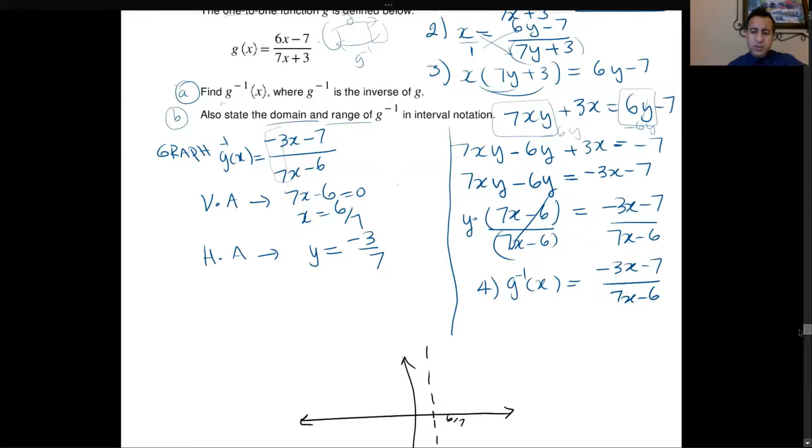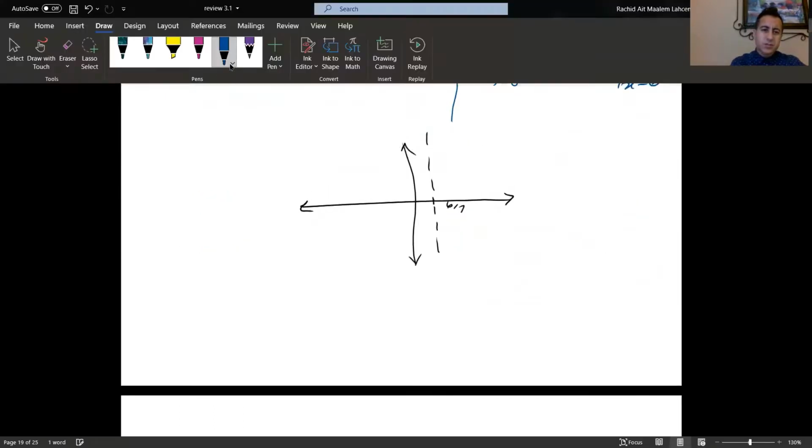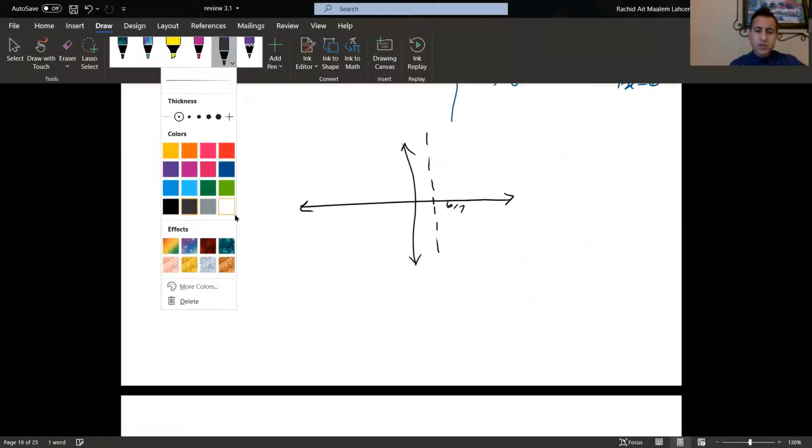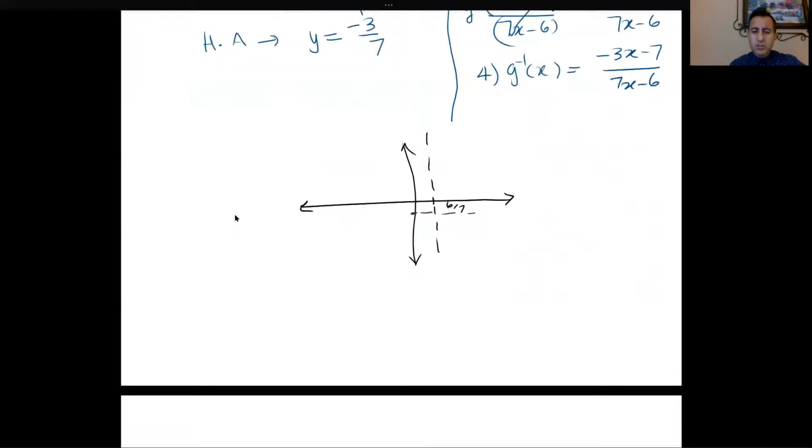So it's a negative number, and we'll say negative 3/7, let's say it's here. So this gives you a frame for the graph. The graph is going to come here from the left, and it's not going to intersect this 6/7, this vertical asymptote. You would have to kind of jump it.